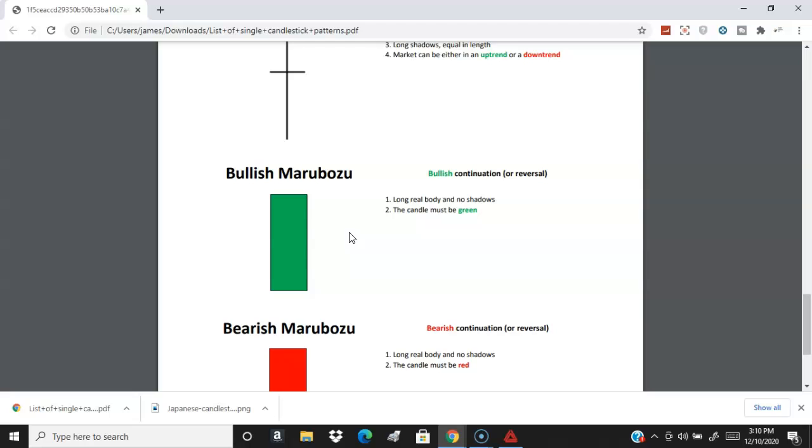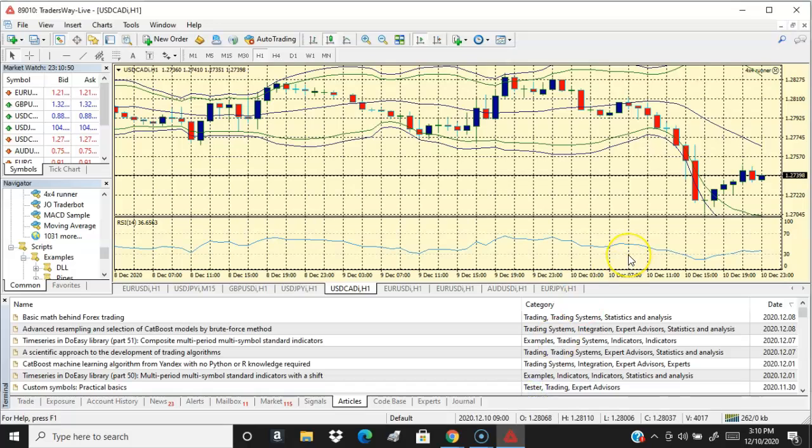Now, bullish continuation. It's a long body, no shadows. Candle must be green or blue. In my case, I do blue candles. A lot of people do green candles. I do blue candles. What's a good example of this? It has no wick. So this candle right here would be a bullish candle.